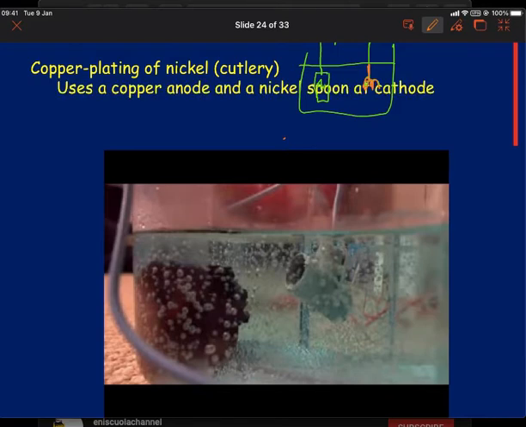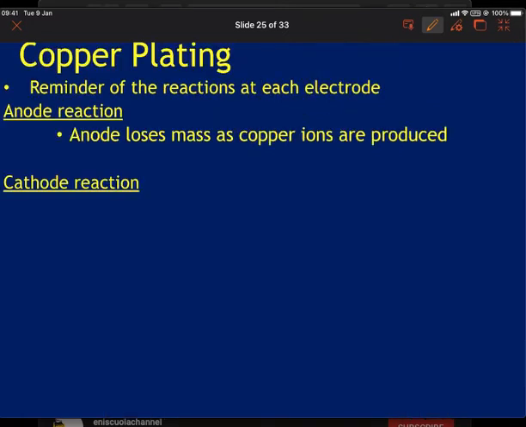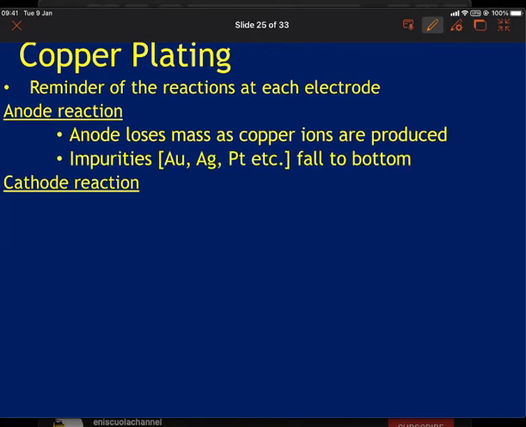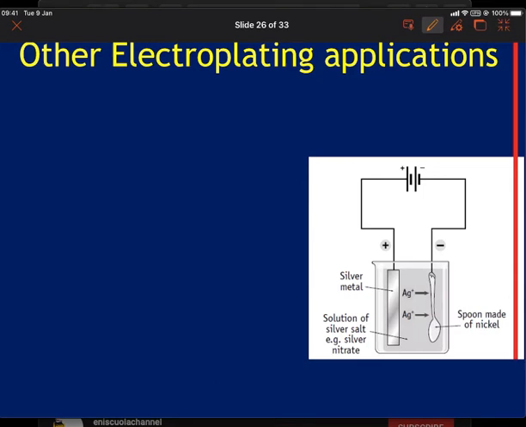So you'd use a copper anode and a nickel spoon at your cathode, and you'd use the correct electrolyte, so it would be something that would have the ions of interest in it. And just as far as you're concerned, the anode will lose mass because the copper ions are produced. If there's any impurities there, they'll fall to the bottom, and your cathode will gain mass as your pure copper is deposited on it, and it is very, very pure.